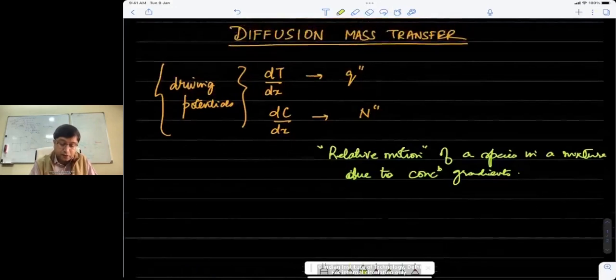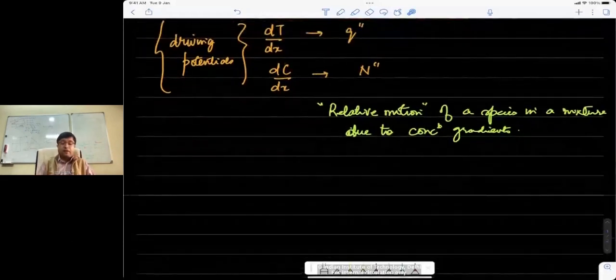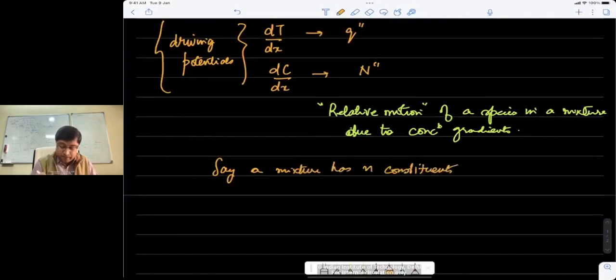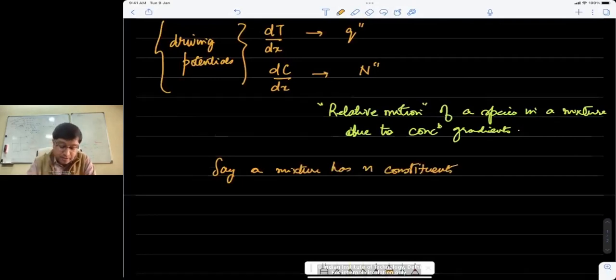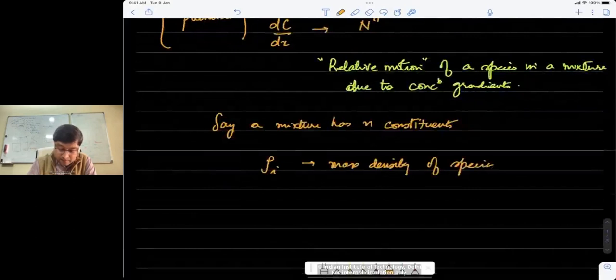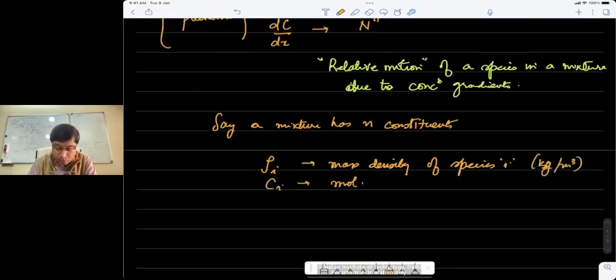So we talked about diffusion mass transfer. We said the driving potential is the gradient of concentration. So let's first describe what concentration is, or how we define the concentration of a species. Let's say a mixture has n constituents, and I can define the concentration in two ways for these constituents. I could either use a mass density, which I'm going to denote as rho i. So this is the mass density of species i, which would be in kilograms per meter cube. Or I can define the molar density, which is more appropriately called molar concentration, of species i.